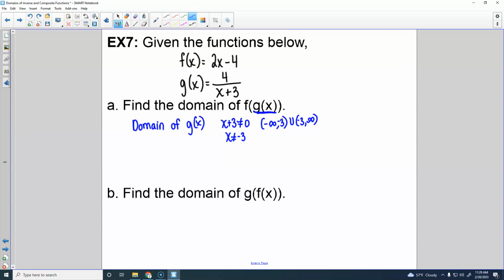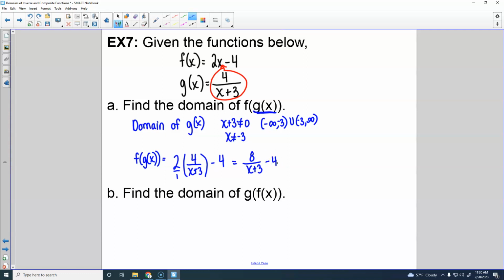Now we have to consider f of g of x. So f of g of x is going to equal, we're taking g and plugging it in right here for x. So we've got 2 times 4 over x plus 3, minus 4. Which you can simplify a little if you want. You could multiply those two together. You'll get 8 over x plus 3, minus 4.